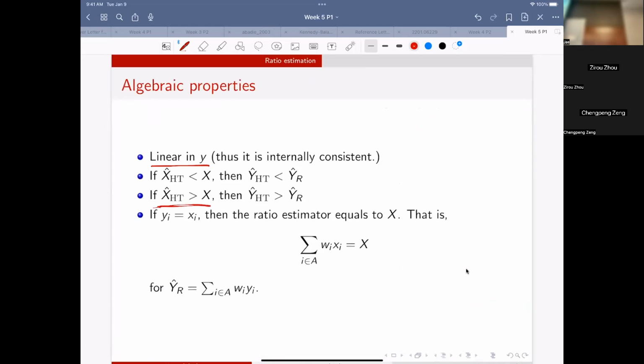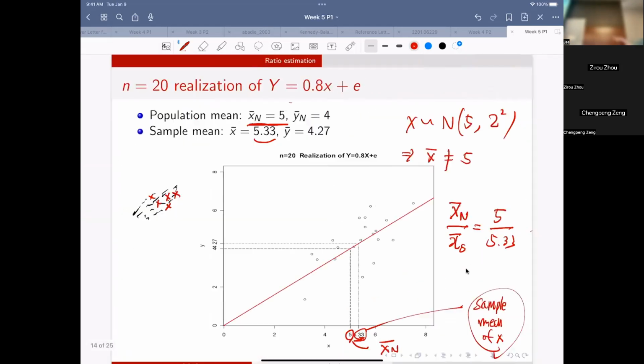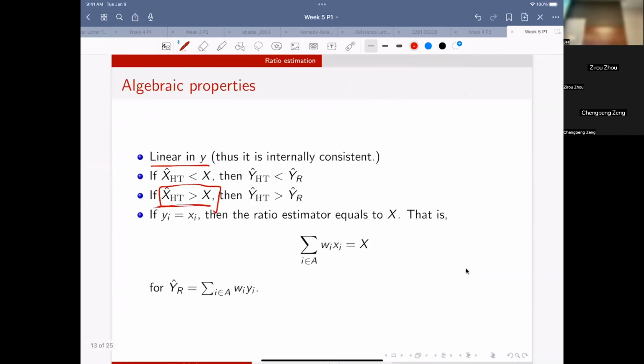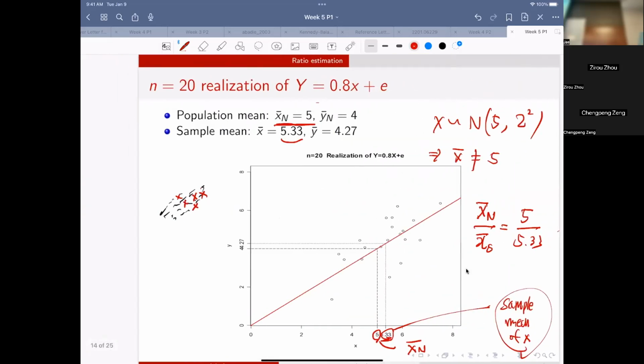So this is the case, right? In this example, my Horvitz-Thompson estimator is greater than the population-level total. So that means my ratio estimator will be smaller than the Horvitz-Thompson estimator.